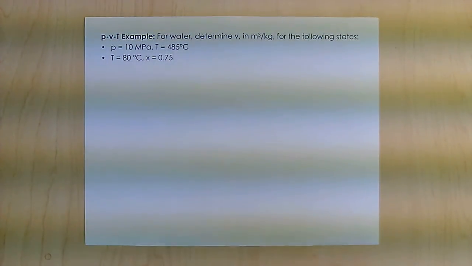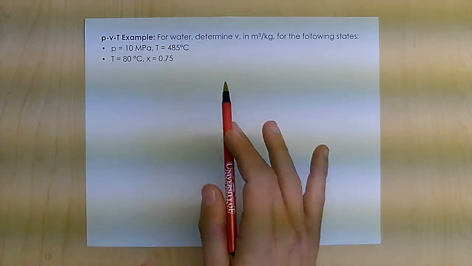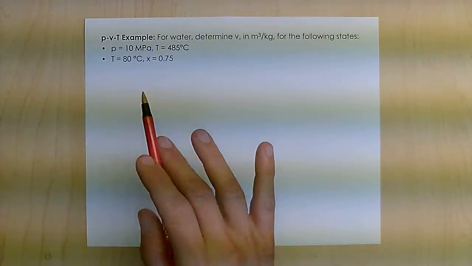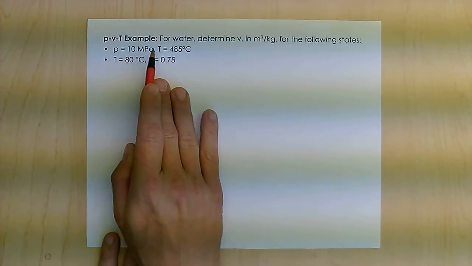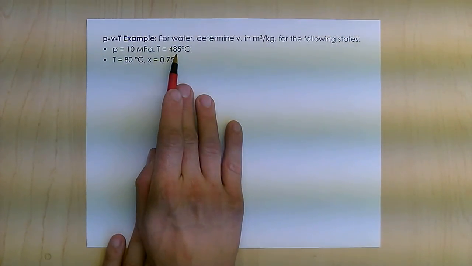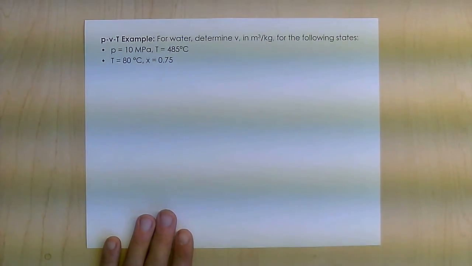Okay, in this problem, I've got water, and I want to find the specific volume for two states. So let's start with this first state where my pressure is 10 megapascals and I have a temperature of 485 degrees Celsius. So I want to use that to figure out the specific volume.